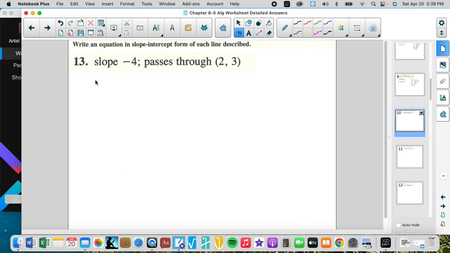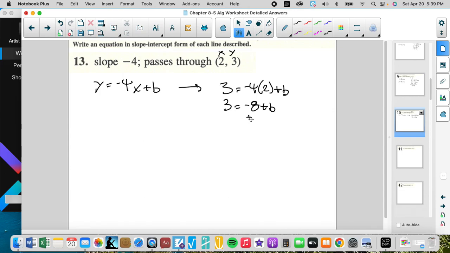So, y equals negative 4x plus b. Let's plug in x and y. So 3 equals negative 4 times 2 plus b. 3 equals negative 8 plus b, add 8. We're just isolating b. We get 11 equals b. And my final answer is negative 4x plus 11.